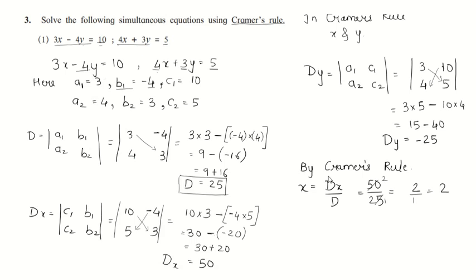Okay. How to solve y? By Cramer's rule, dy upon d is equal to dy is minus 25 and d is 25. 25 ones are 25, 25 ones are 25. So here it is minus 1 upon 1, which is minus 1. So x comma y is equal to 2 comma minus 1 is the solution.